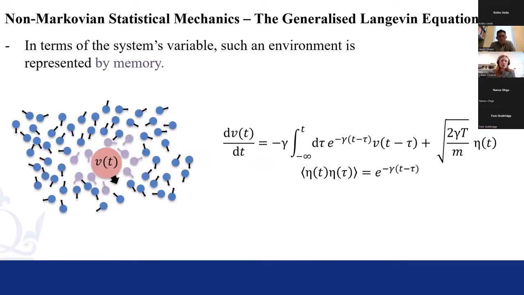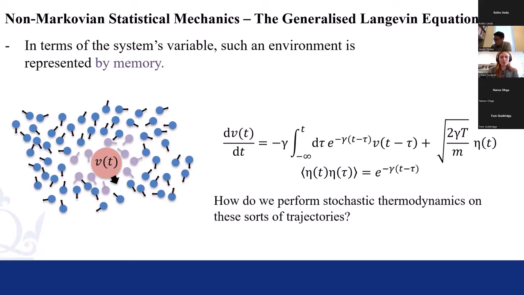The generalization of the Langevin equation is achieved most simply by inserting two additional things. The first is the memory kernel in the friction term, if we want to express it just in terms of system variables, in this case velocity. And the second one is by making the noise colored rather than white, it has some sort of correlation with itself. Ultimately, we've just added memory to the system.